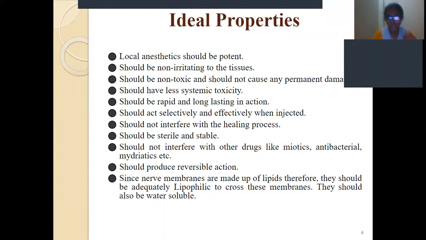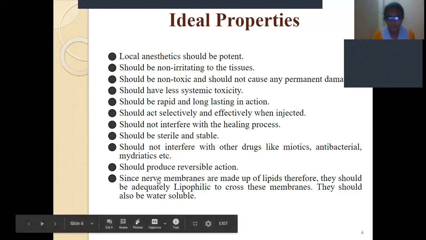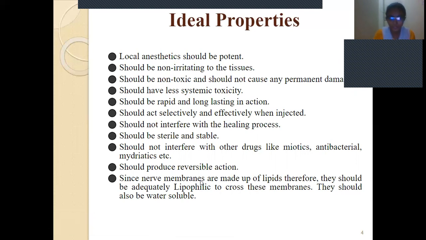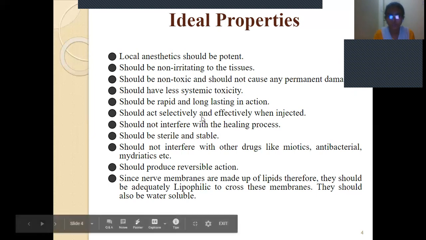It should not interfere with the healing process, and it should produce reversible action. The nerve membranes are made up of lipids, so it should be lipophilic to cross these membranes, and it should also be water soluble. These are the ideal properties that local anesthetic drugs should have.